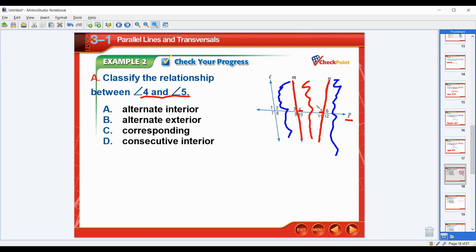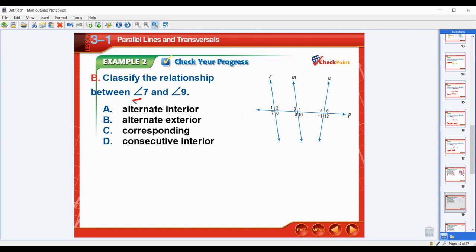So 4 and 5 both appear to be interior, and now we just have to figure out whether these are alternate or consecutive. So I'll say it again, alternate, opposite sides of our transversal. Consecutive would be the same side. As you can see, since P is our transversal, 4 and 5 are going to be consecutive interior angles.